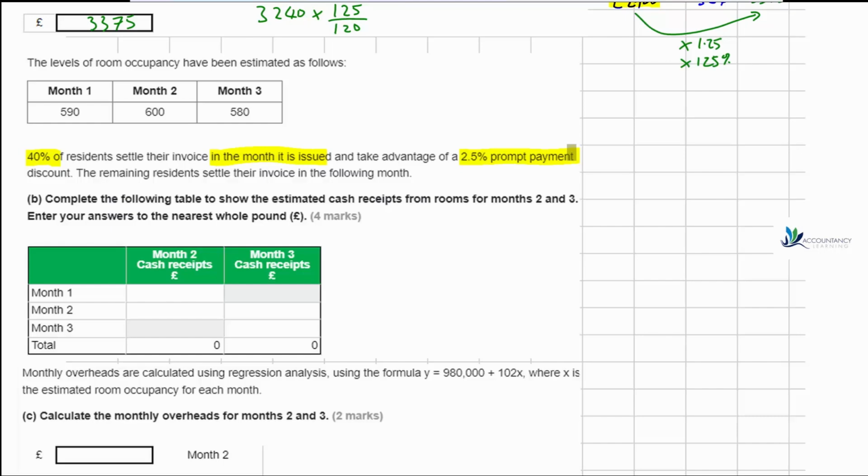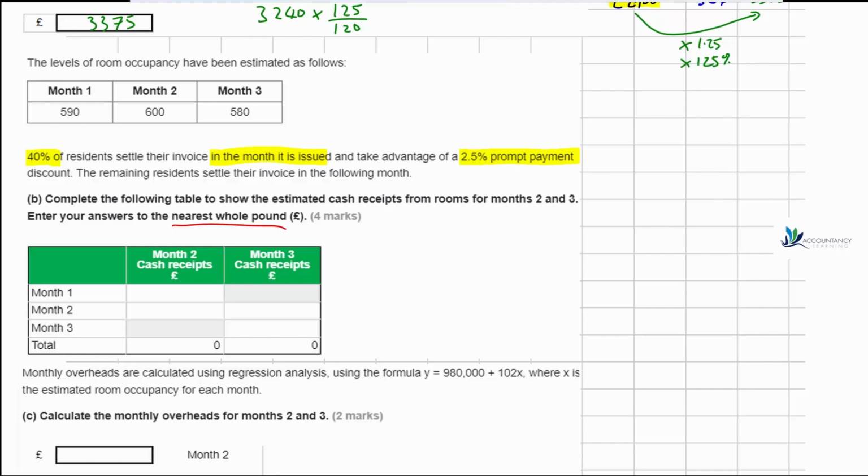And we need to complete the table below showing the estimated cash receipts for rooms from month 2 and 3, and we need to show our answers to the nearest whole pound. Now remember that this answer is being marked by a computer, so if you don't show your answers to the nearest whole pound, you risk losing a mark.